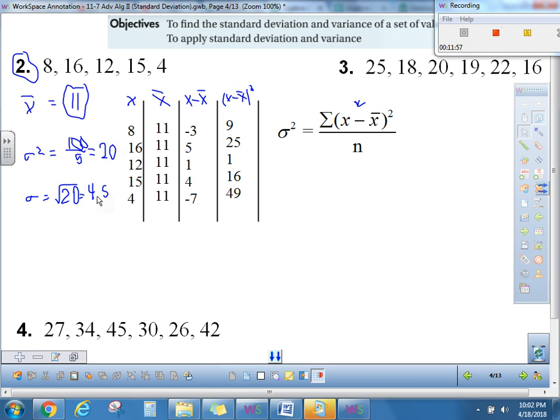For sigma, my standard deviation, I'm going to take the square root of that number. The square root of 20 gives me about 4.5, approximately equal to, since I rounded that. So we have our x bar, our mean, our variance, sigma squared, and our standard deviation, sigma. So that's how we calculate all those values by hand.